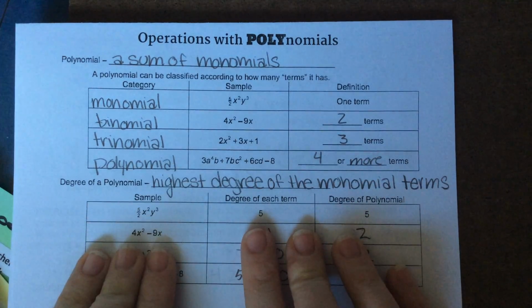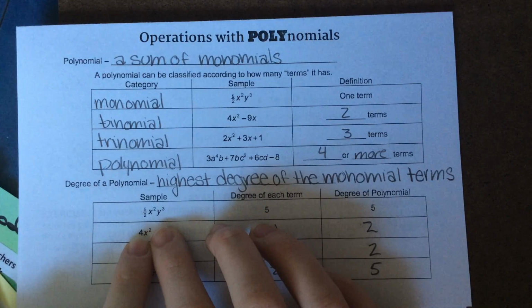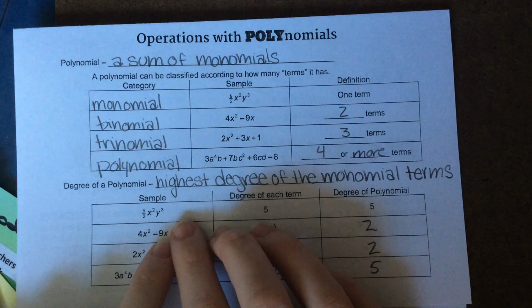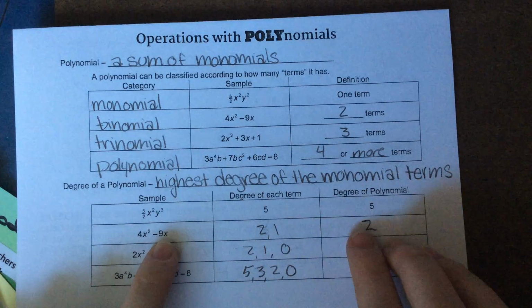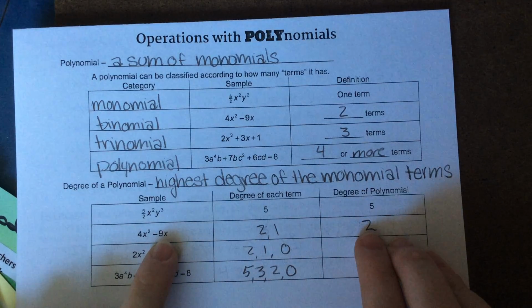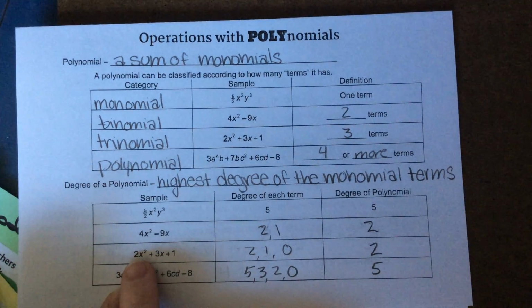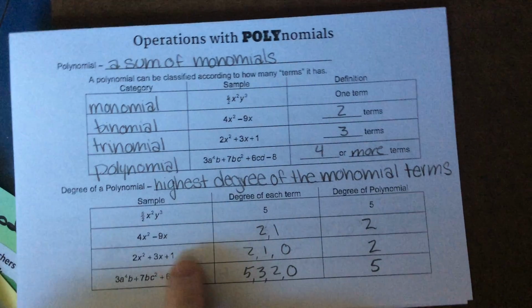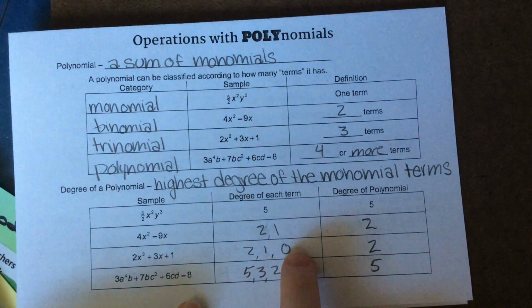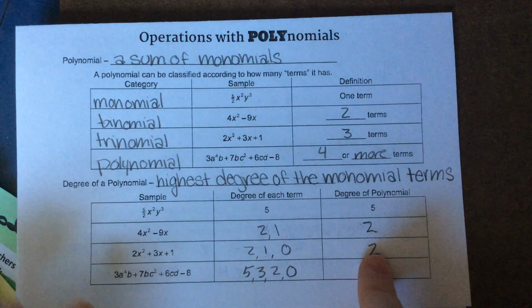Here, the only variable in this term is an x, and it has a degree of 2. The only variable in this term is an x, and it has a degree of 1. So we have one term that has a degree of 2, one term that has a degree of 1. So the degree of the polynomial is 2. Again, this is a degree of 2. This is a degree of 1. This doesn't have a variable, so it has a degree of 0. And the degree of that whole thing is 2, because 2 is the highest.